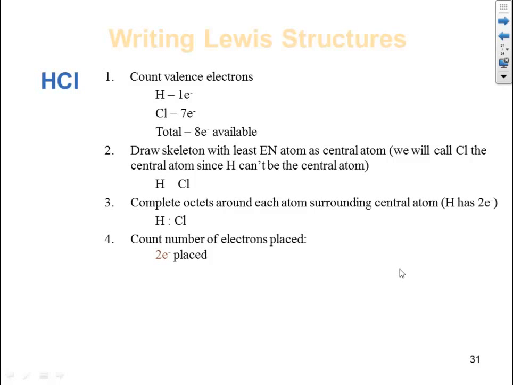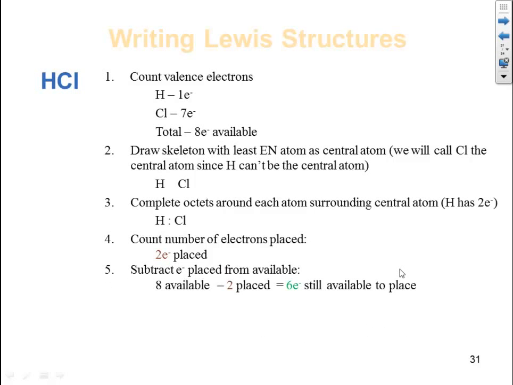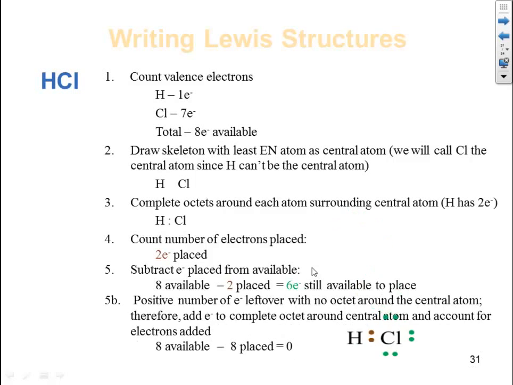Count the number of electrons placed: 2. Subtract the electrons placed from available. Okay, remember we had 8 available. We placed 2. That gives us a total of 6 electrons still available to place. We have a positive number of electrons left over, with no octet around the central atom.